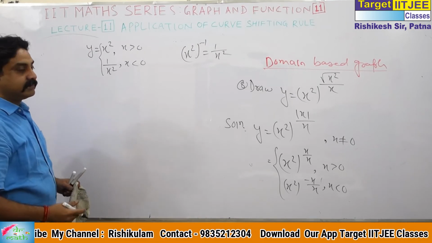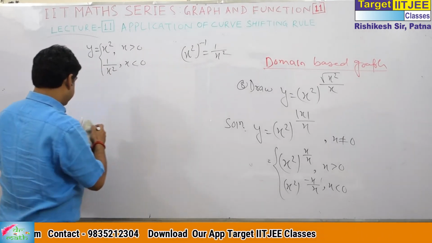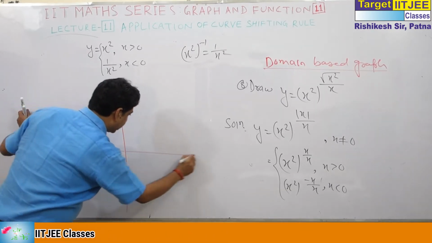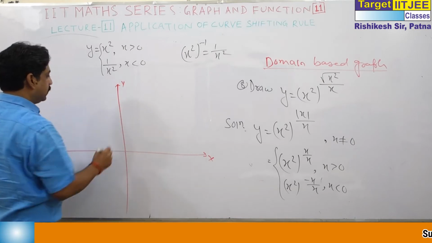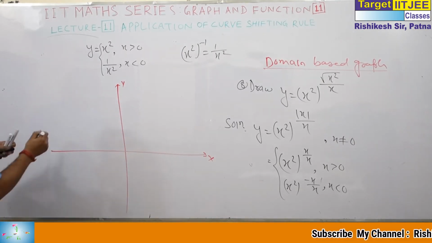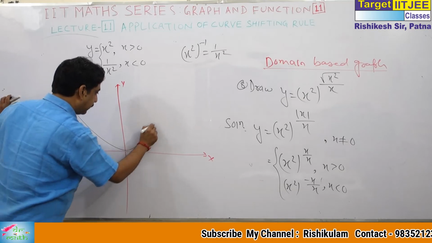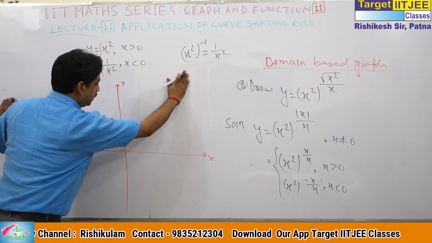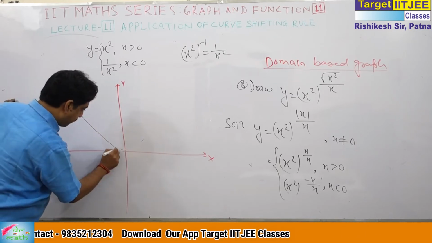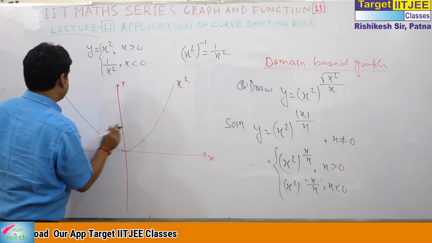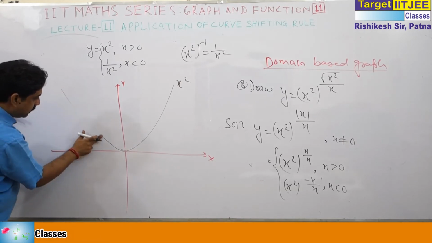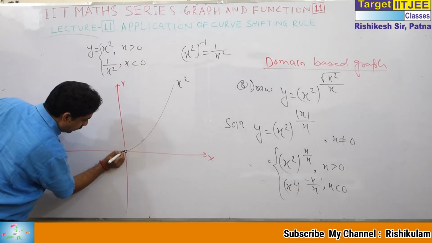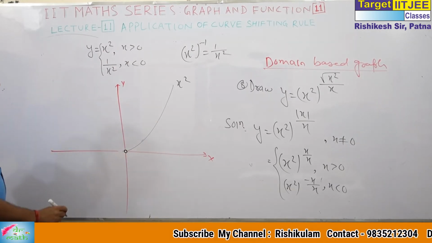This is so easy. Why so easy? You know the graph of x². This is the graph of x². It will touch at the origin. But here we have to erase this portion. Why do we have to erase this portion? This is true only when x is greater than 0, and make an open interval here.